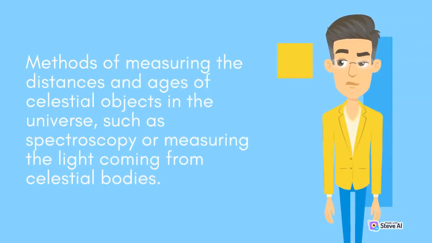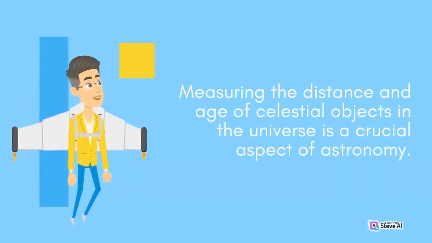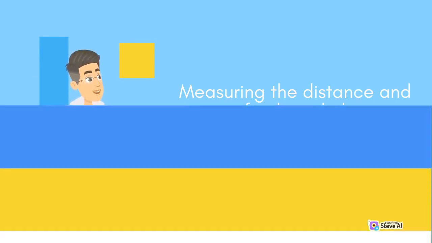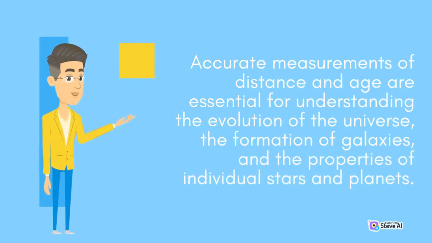Methods of measuring the distances and ages of celestial objects in the universe, such as spectroscopy or measuring the light coming from celestial bodies. Measuring the distance and age of celestial objects in the universe is a crucial aspect of astronomy. Accurate measurements of distance and age are essential for understanding the evolution of the universe, the formation of galaxies, and the properties of individual stars and planets.